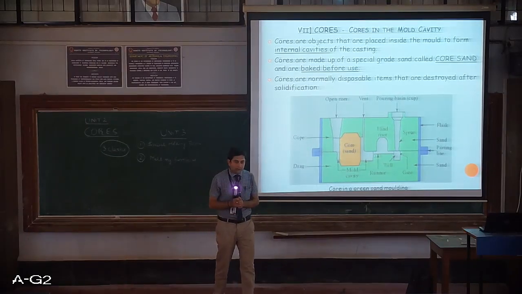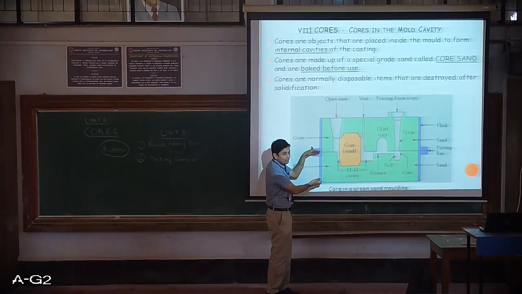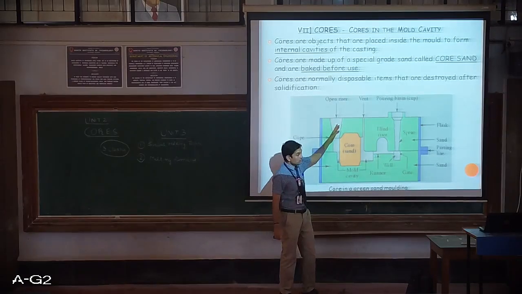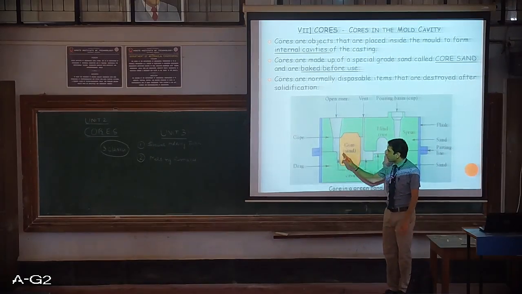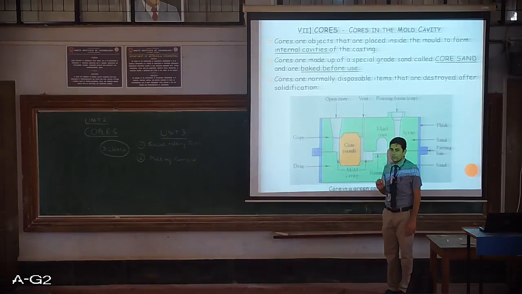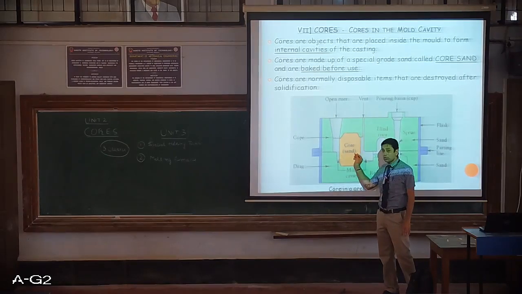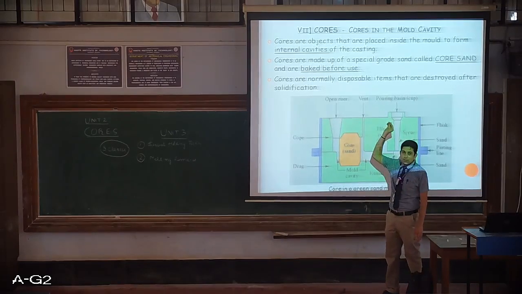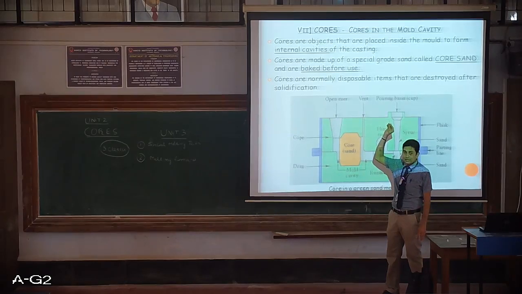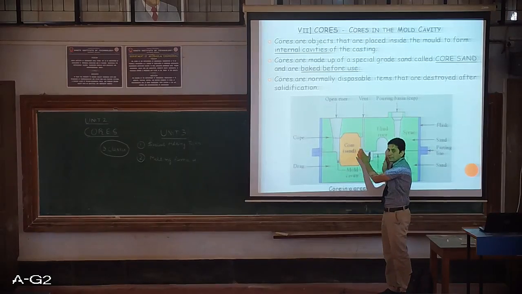To give you an idea about what this core is, I have put this image. You can see that this is the cope part and this is the drag part. Now you pour the metal over here. When the metal pours over here, it enters into the mold cavity. And this is the core which I am talking about, which is kept inside the mold cavity. The reason you put this is to create a cavity inside the casting. So the metal will come inside, flow over here, surround the core, and then rise up through the riser. Once it rises and fills the riser, you stop the pouring process. That ensures that the cavity is filled up with the metal. So here you can see the presence of the core inside the mold cavity.